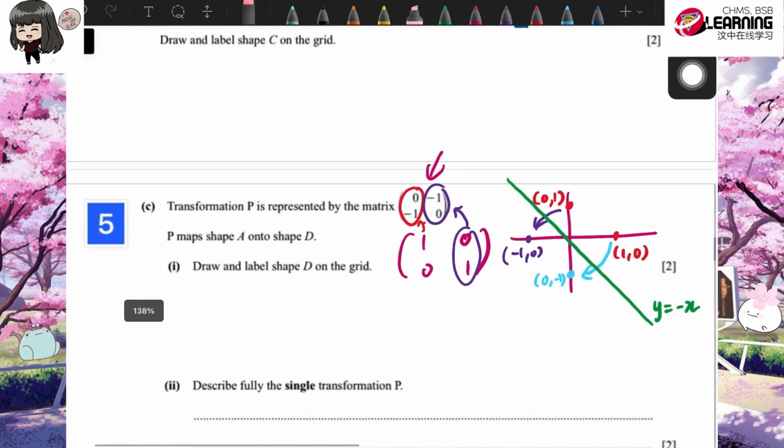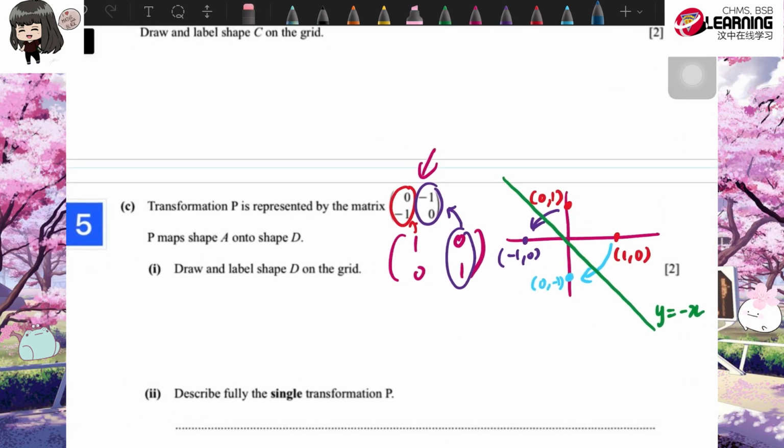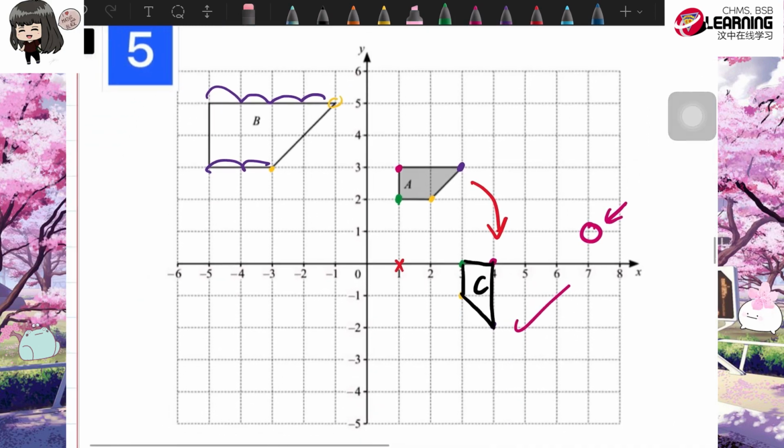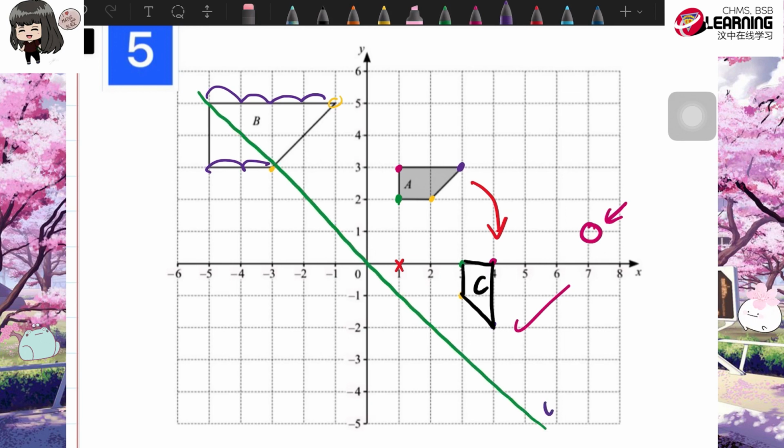What they want you to do is they ask you to draw and label D, where your shape A goes through the transformation according to this matrix. So this matrix is a reflection in y equals negative x, right? So you need to reflect this shape A in y equals negative x also, and you will find your shape D. So here you draw a y equals negative x line, somewhere like that. So you draw this line already. This is your y equals negative x.